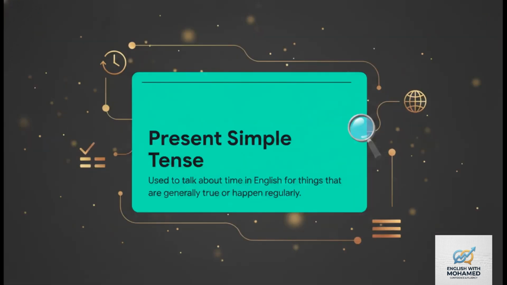And this is the key idea right here. The present simple isn't really about what's happening this exact second. It's much bigger than that. It's for things that are always true, or happen over and over again. We're talking facts, we're talking habits, and the routines that make up your life.